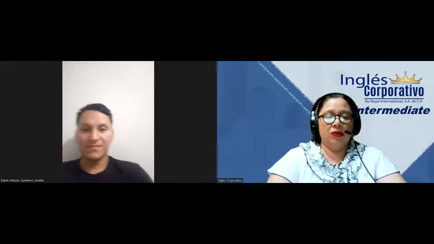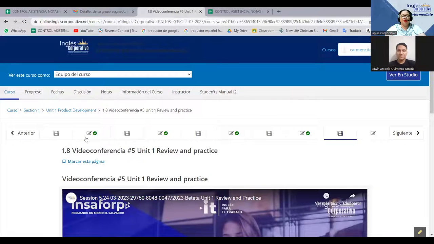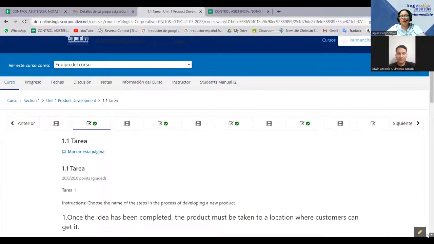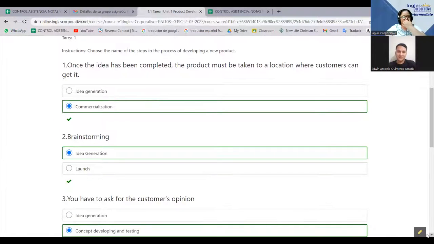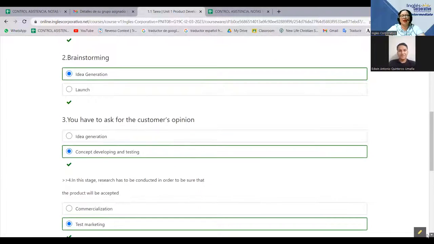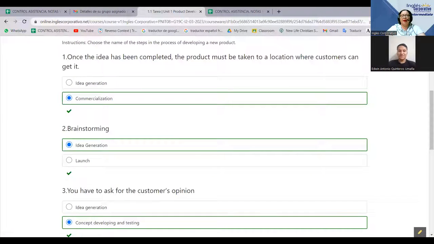Okay. I need to share my screen with you. Okay, estamos hablando en la uno. ¿Estuvo todo bien? Like, choose the name of the steps in the process of developing a new product. Were we okay? Esta estaba un poco más fácil porque era vocabulary, ¿verdad? Entonces ahí la completamos.